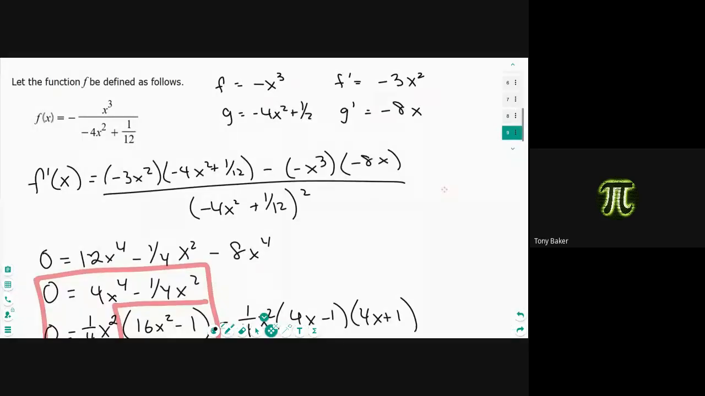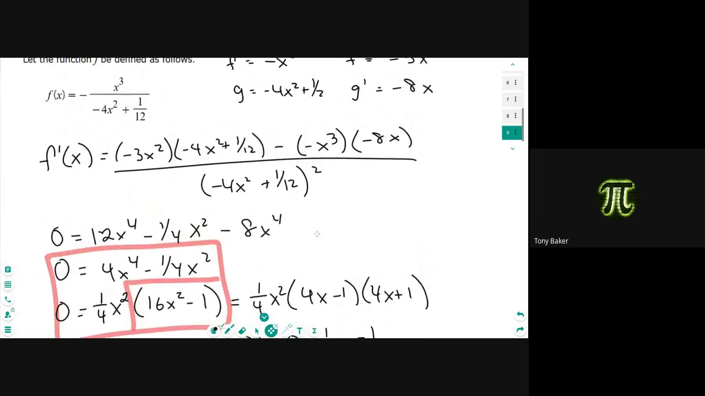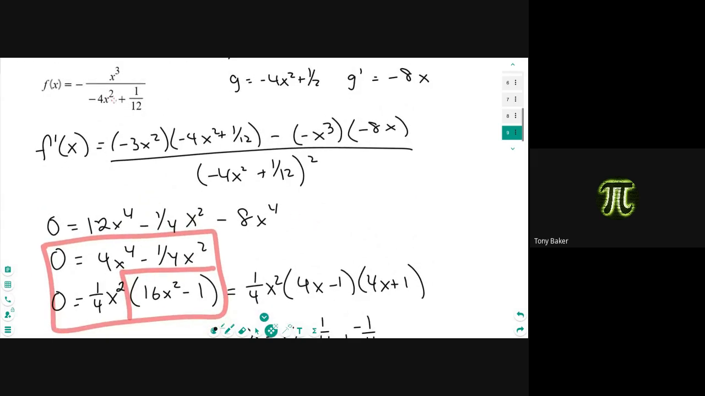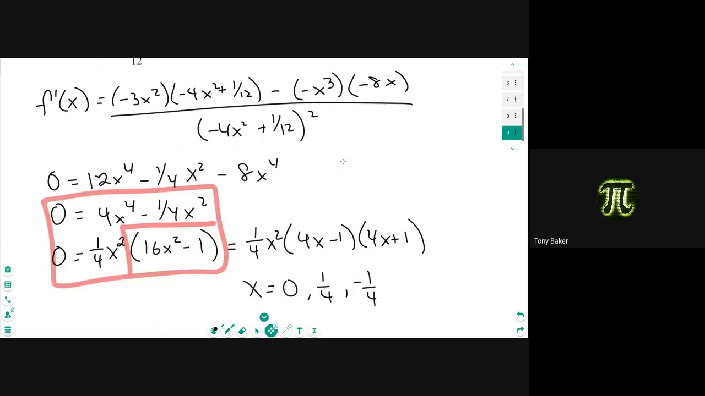Okay, so 0 I know works. If I plug in 1/4, so the only way this is not going to work is if this has got to be 1/12, right? Because it's got to be negative 1/12 plus 1/12 to get 0. If I plug in 1/4, is that going to make it different? No. So I have three critical numbers. Those are my three critical numbers.